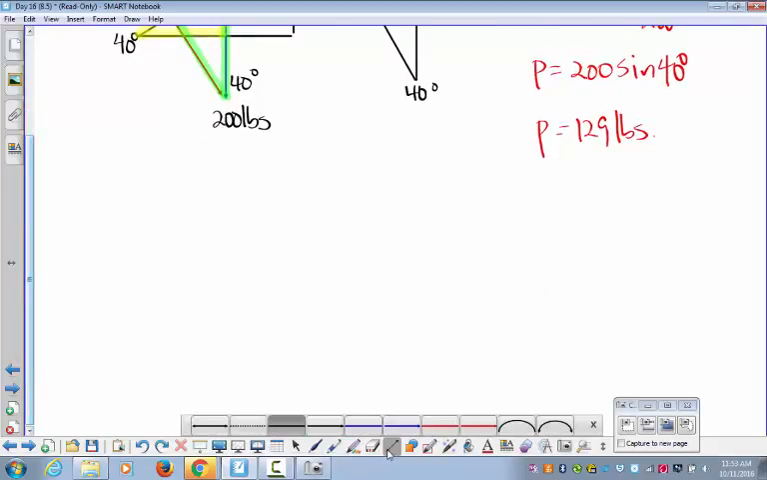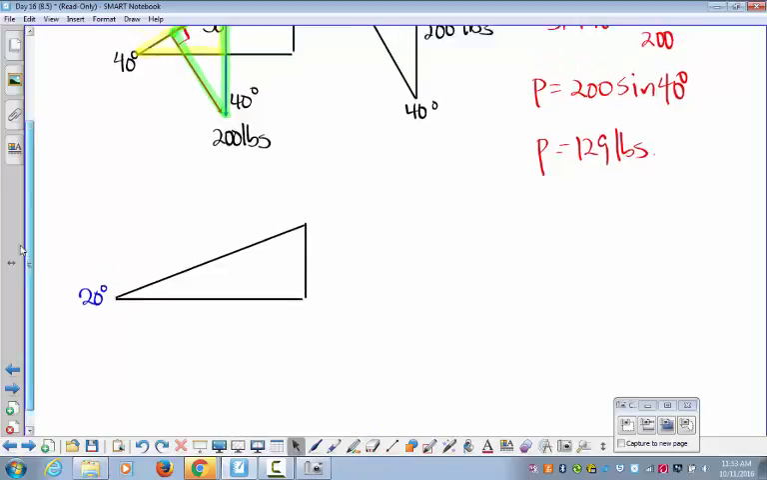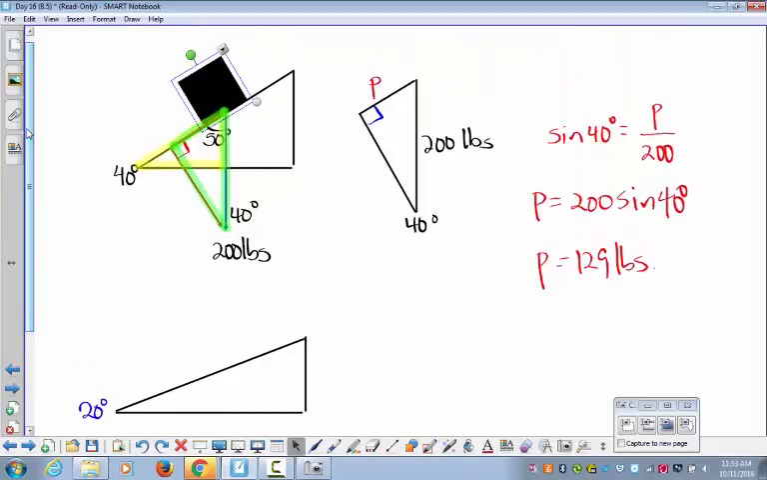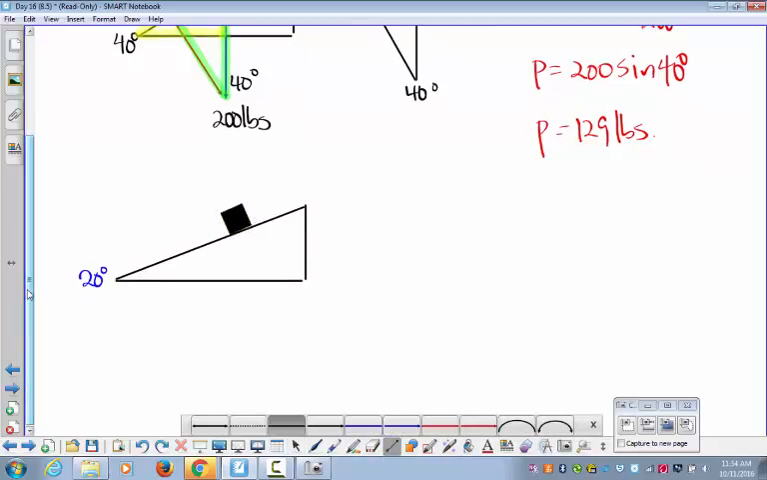So let's suppose that we have a ramp with an angle of inclination. Let's suppose our angle of inclination is 20 degrees this time. And we've got a block on our ramp. Let's just steal this block. Make it a little smaller. And that block's on the ramp. And let's suppose that that block weighs 900 pounds.